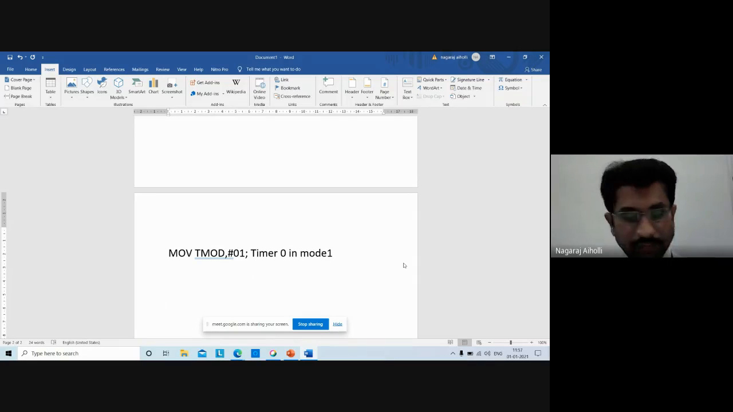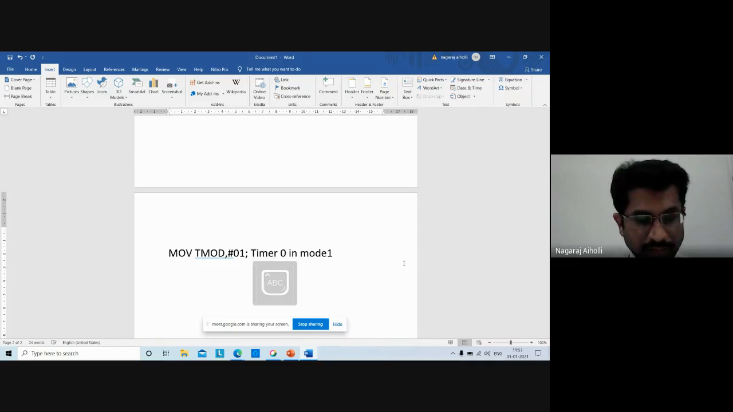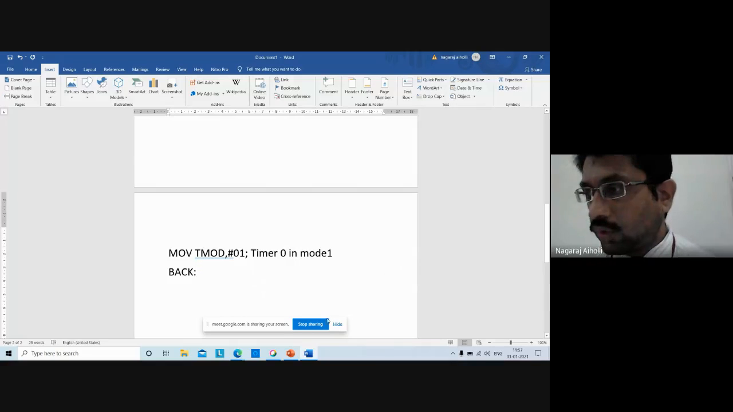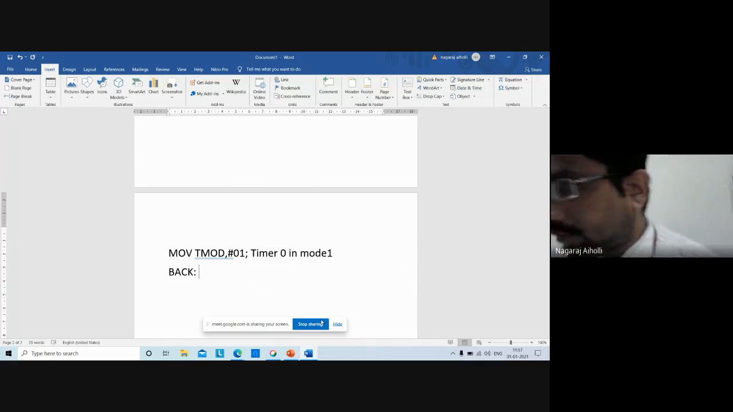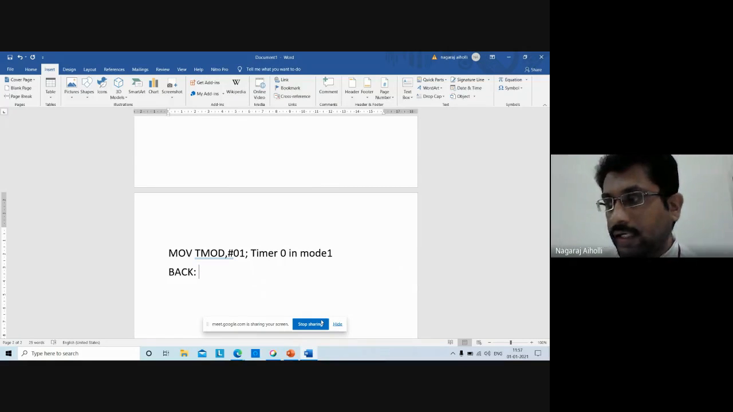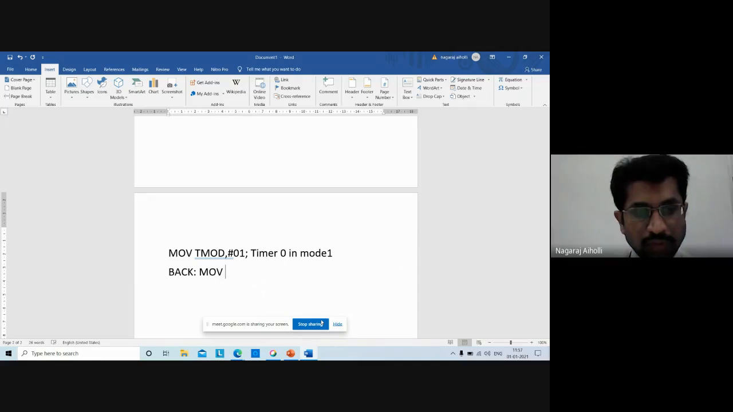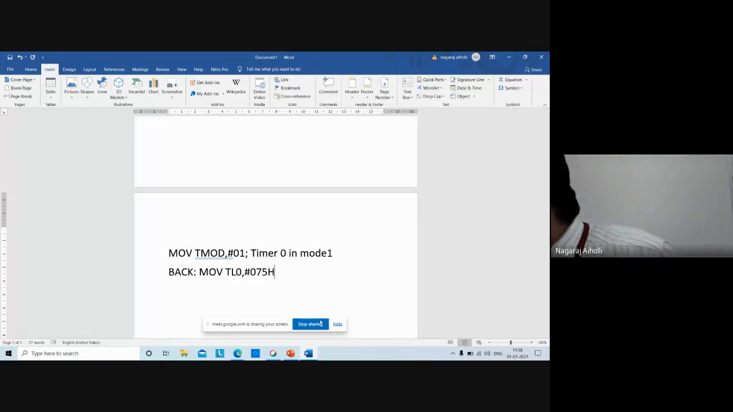Okay, then next we have to load the starting value for the off time first and then the on time, or the on time first and then the off time, we can do either. MOV TL0, starting value. How much is it? Let's look back at the calculation. #075H, 075H.